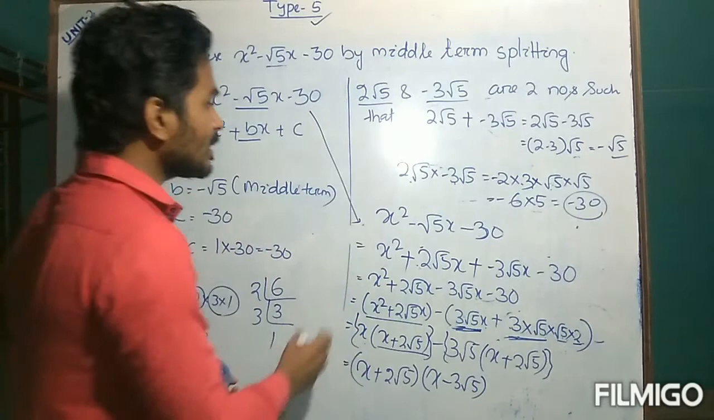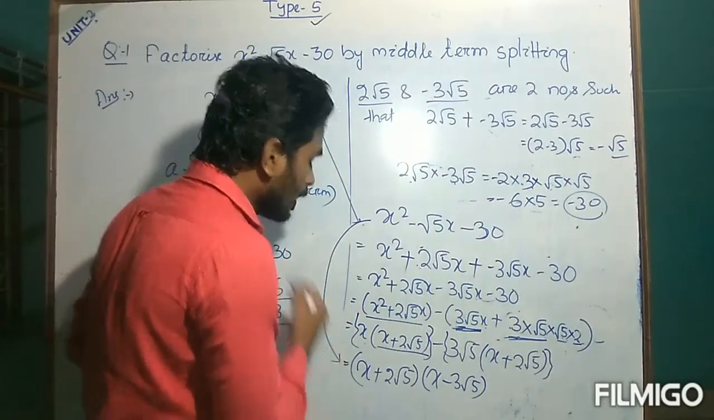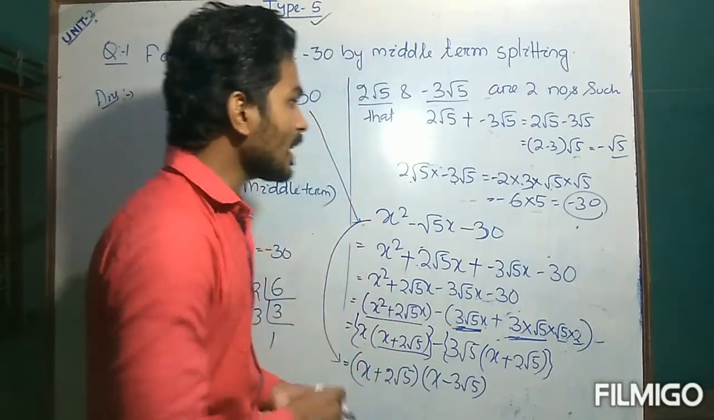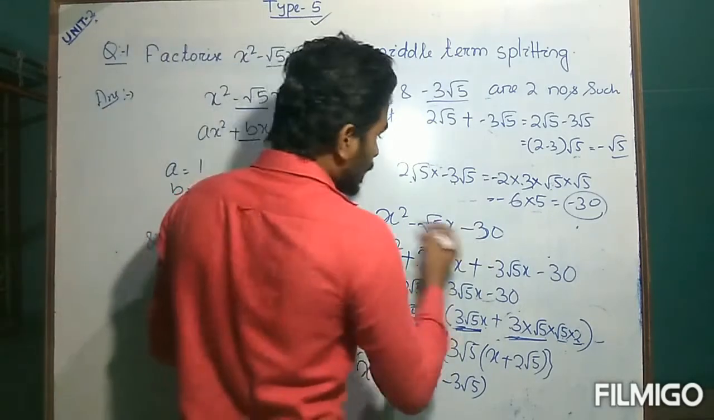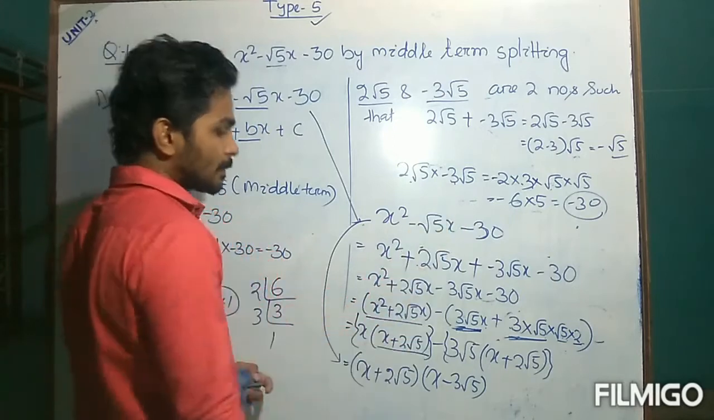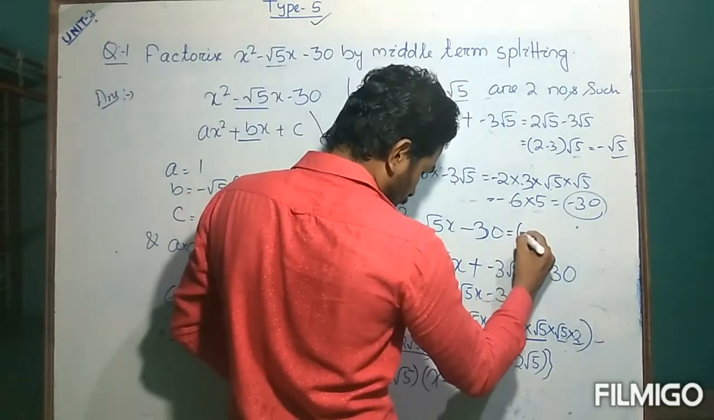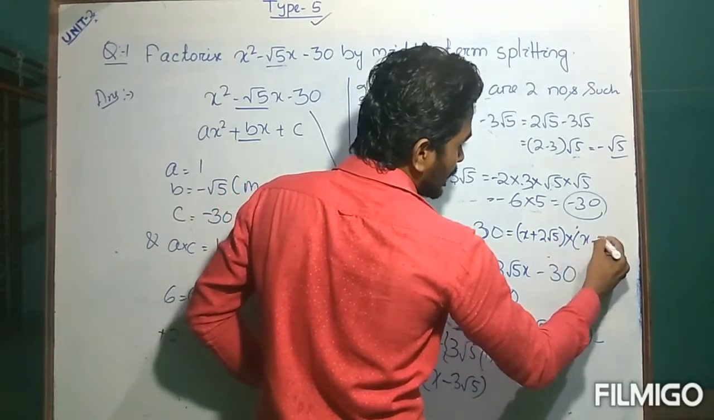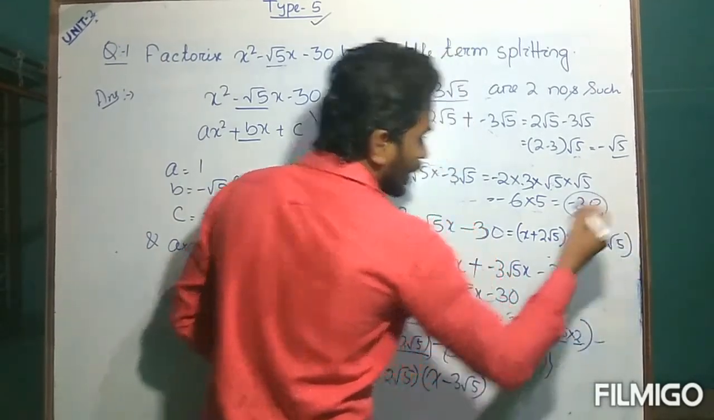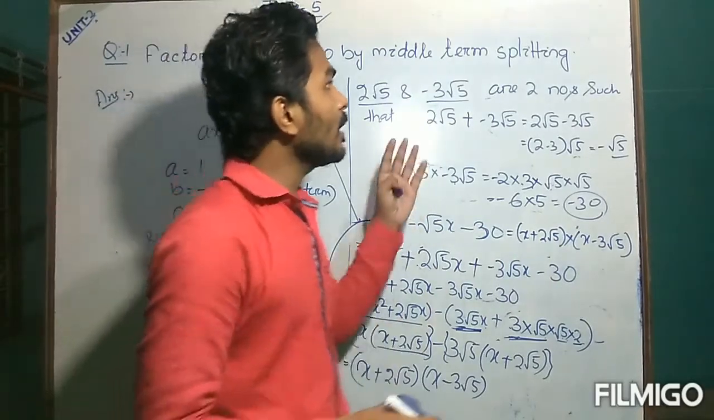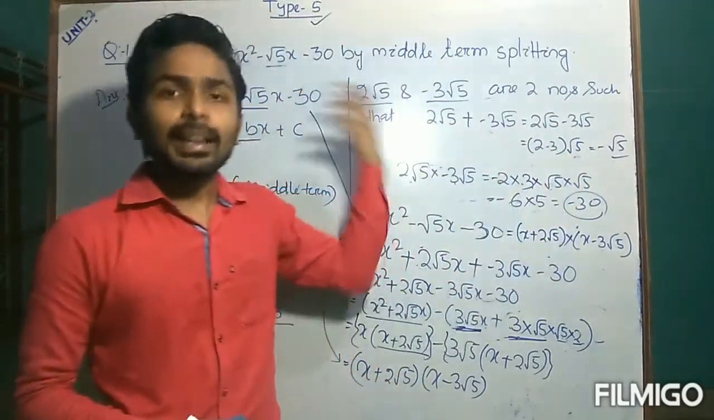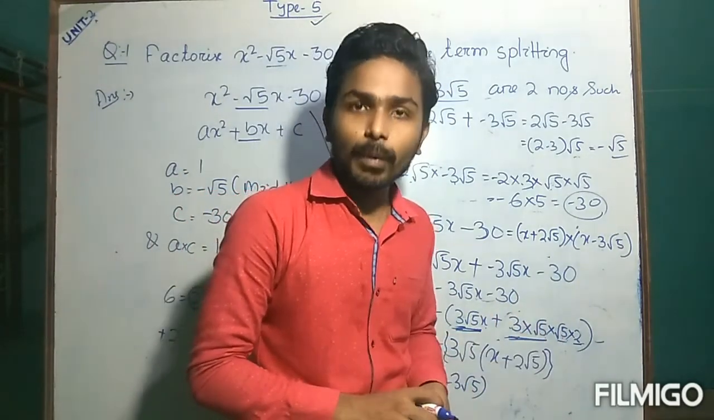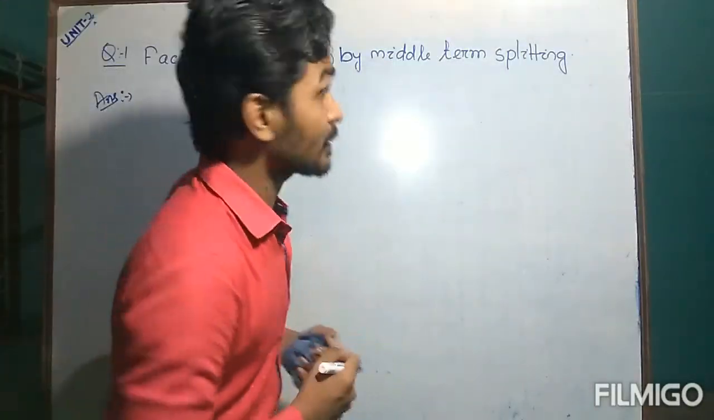Okay. So finally this quadratic polynomial has been split into two linear polynomials and our factorization is completed here. So you can write x square minus root 5x minus 30 is equal to x plus 2 root 5 into x minus 3 root 5. Okay, understood? So you can convert any type of quadratic polynomial into the product of two linear polynomials. So let us look at the second question.